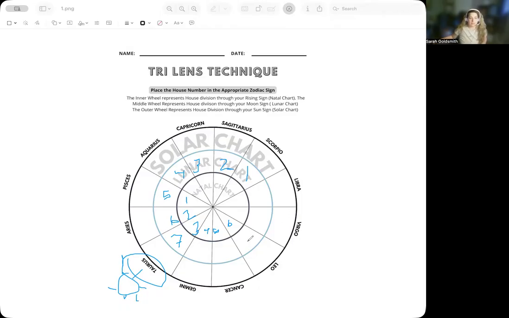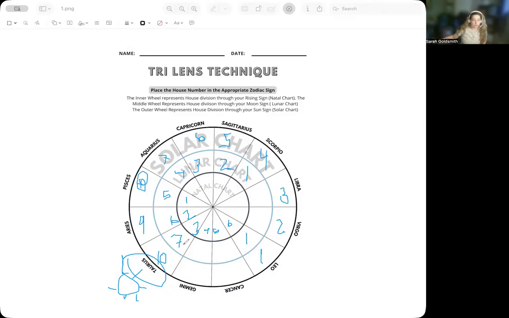And now my sun sign is in Leo. So 1, and I'm just gonna still go with the pattern of counting clockwise. So this one's gonna be longer. 2, 3, 4, 5, 6, 7, 8, 9, 10. Okay. So then I'm going to focus in on this information.